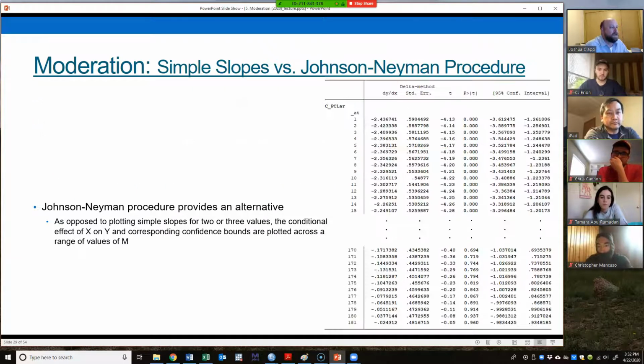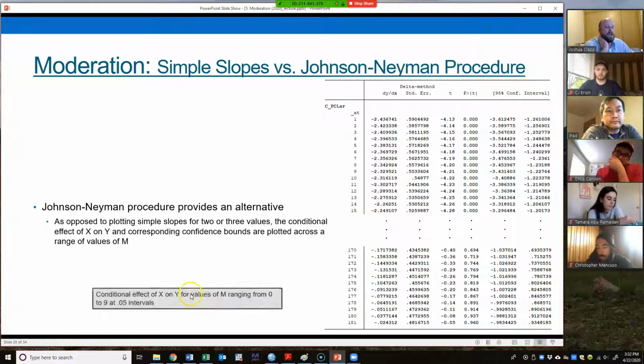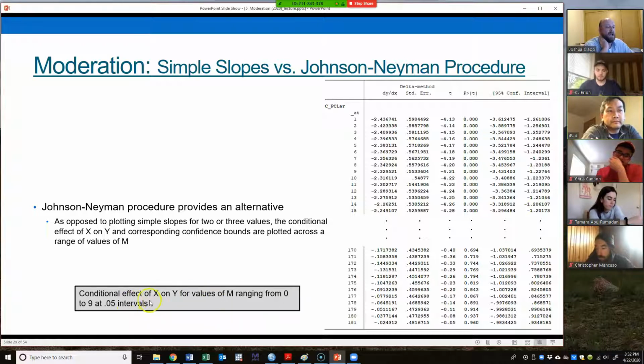What we do is we have the computer, and this is output from Stata, just because Stata does this easily. You can coerce SPSS to do it with PROCESS, but it's kind of a pain. But what we see within this output is that I've looked at conditional values of X on Y for values of M ranging from 0 to 9.